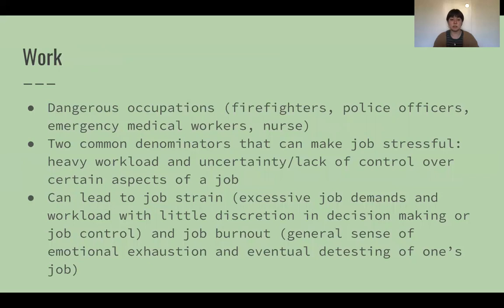And these things can lead to job strain, which is the excessive job demands and workload with little discretion in decision-making or job control, and job burnout, which is the general sense of emotional exhaustion and eventual detesting of one's job. Which sucks, because if you have to work every day, you want to be doing something that you are happy doing, or else you'll deal with a lot of stress.